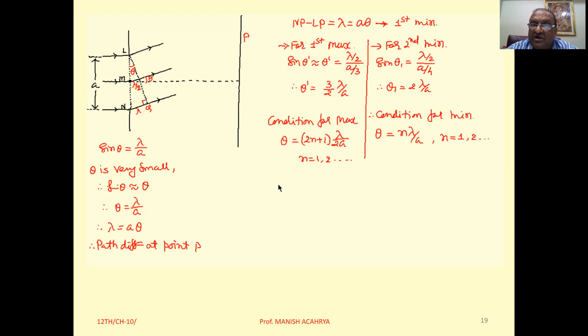So now in general we can write the condition for minima, that is theta equal to n lambda by a, and condition for maxima, that is theta equal to (2n plus 1) lambda by 2a, and here n equal to 1, 2, 3 and so on. So in this way we can give the explanation for the intensity distribution on the screen in diffraction pattern. Clear to all of you?